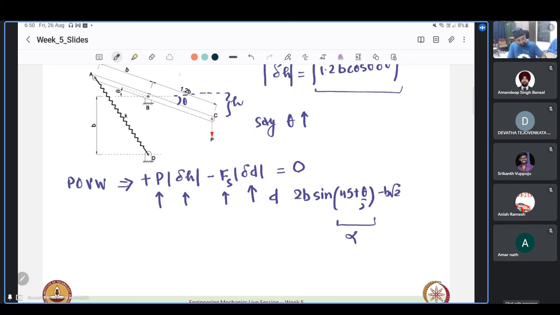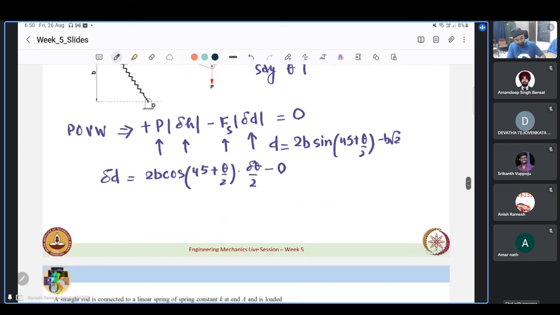This is our D. So if we have to calculate delta D, we know it will be 2B cos(45 + theta/2) into delta theta/2. And the contribution of B by root 2 will be 0 because it doesn't have any theta term. So I'm just writing this for clarity in case there is any confusion.